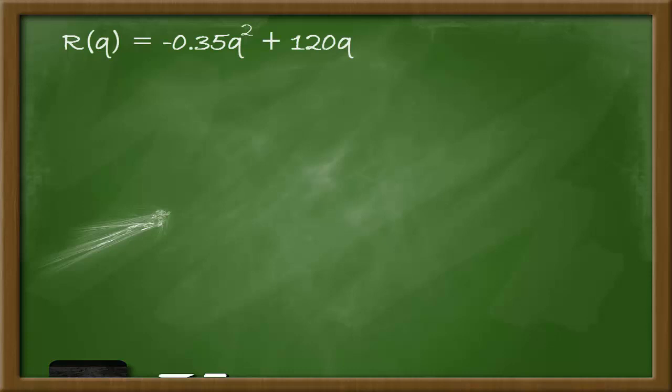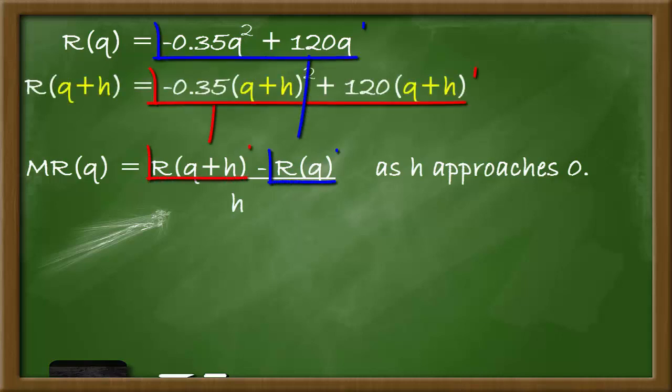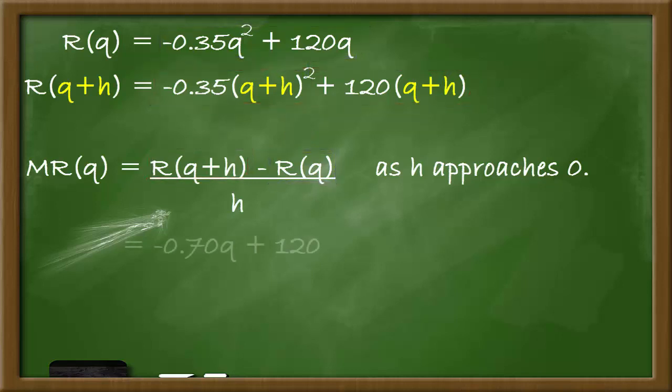Similarly, we want to find the marginal revenue of selling the Qth item. So if R(Q) is the revenue generated from the sale of Q units, then the marginal revenue from the Qth unit is the limiting value of the following quotient as h approaches 0. Working in a similar way, this equals -0.70Q + 120 as h approaches 0.